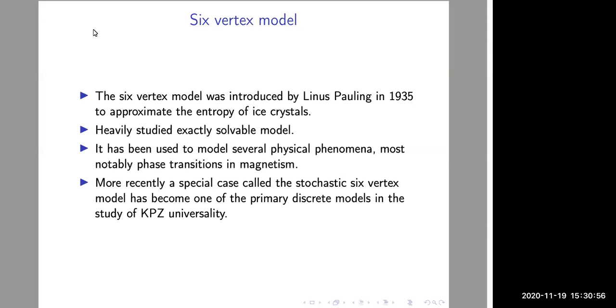Just for a little bit of background, the 6-vertex model was introduced by Linus Pauling to study ice crystals in the 30s. It's one of the classic and very heavily studied models in statistical mechanics, and people can derive exact formulas for it. It's been used to study a variety of physical phenomena, and more recently, a special case of it called the stochastic 6-vertex model has become one of the primary discrete models used to study growing interfaces and KPZ universality.